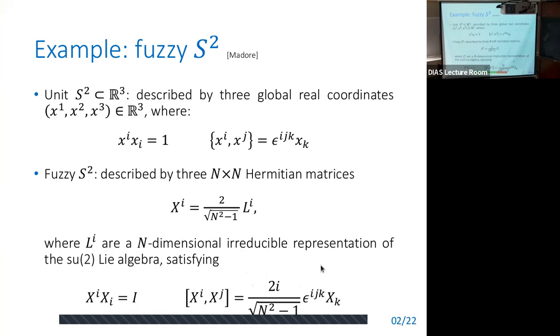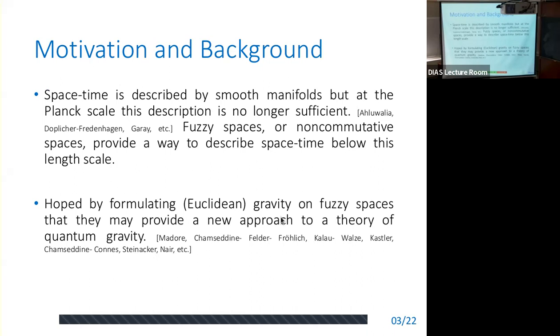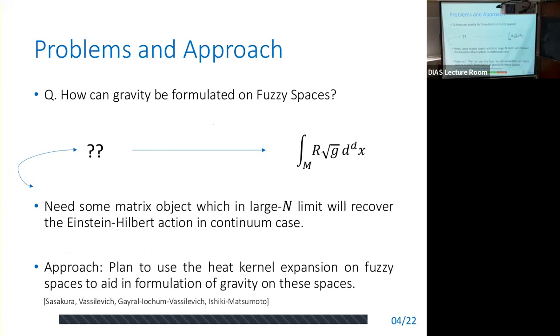So fuzzy spaces are a pretty abstract idea, but there is some motivation for studying them. Space-time is described by a smooth manifold, but at the Planck scale, this description is no longer sufficient. Fuzzy spaces are non-commutative spaces which describe space-time below this length scale. And it's hoped that by formulating Euclidean gravity on fuzzy spaces, they may provide a new approach to a theory of quantum gravity. That brings up the question: how can gravity actually be formulated on these fuzzy spaces? It comes down to needing some matrix object which in the large n limit will recover the Einstein-Hilbert action in the continuum case. The approach in this project is to use a heat kernel expansion on these fuzzy spaces to aid in the formulation of gravity.